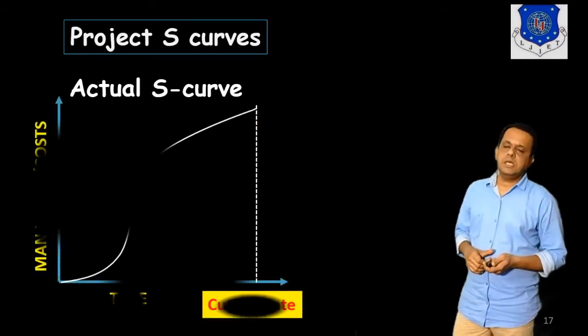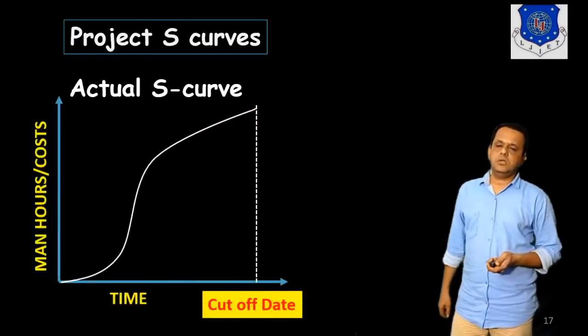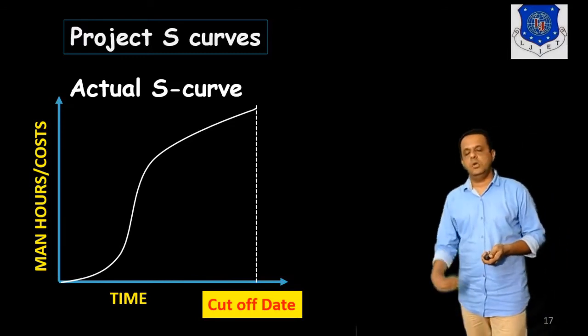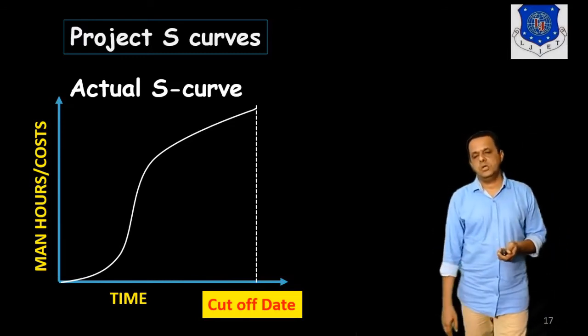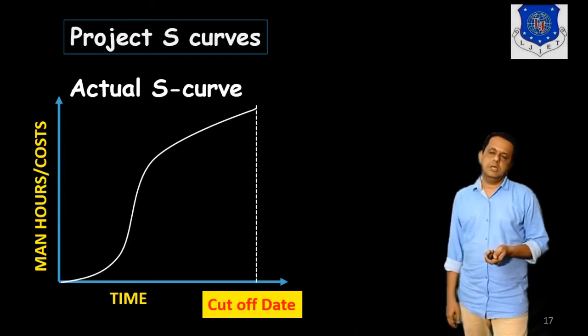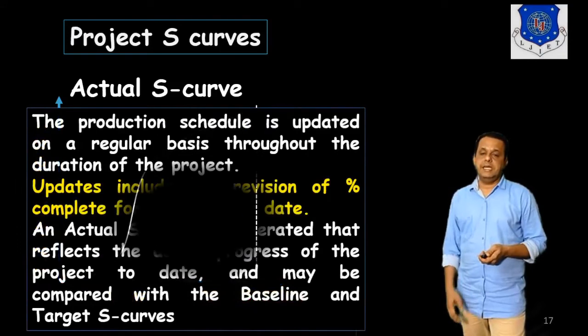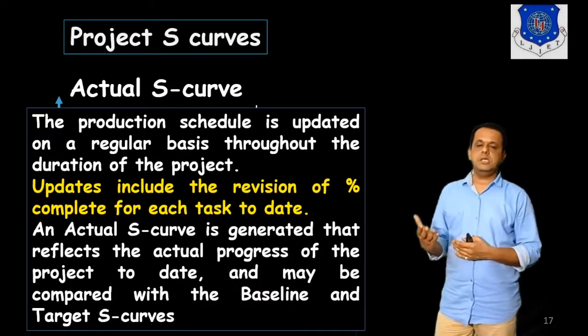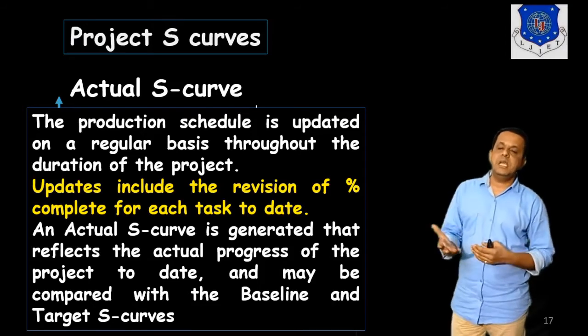So the actual S-curve ends at the cutoff date. After that, you will not see any further progression of the curve, because it is the actual one, from the start and end. So this entire actual S-curve will tell you the production schedule, where it is being updated.